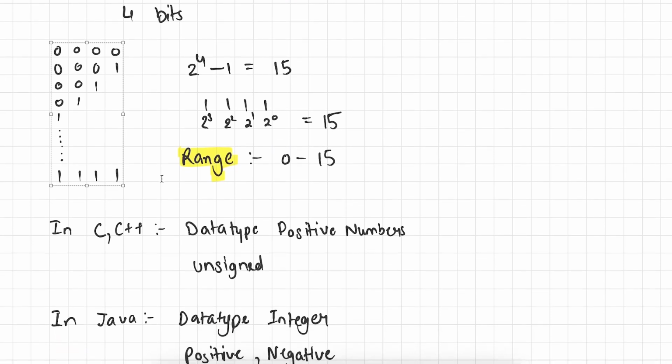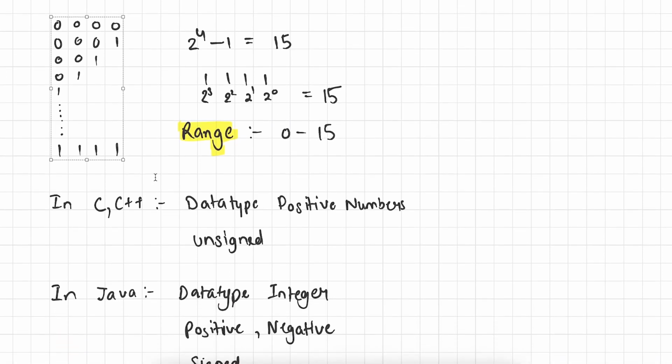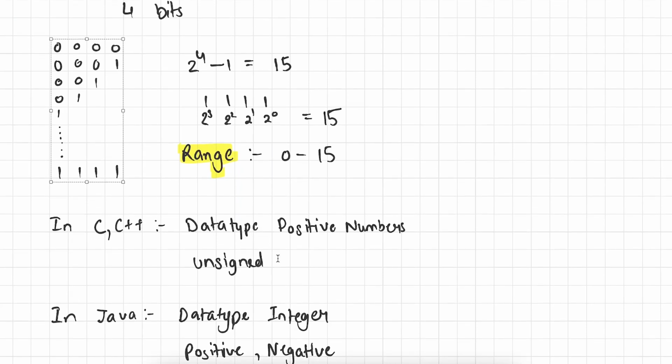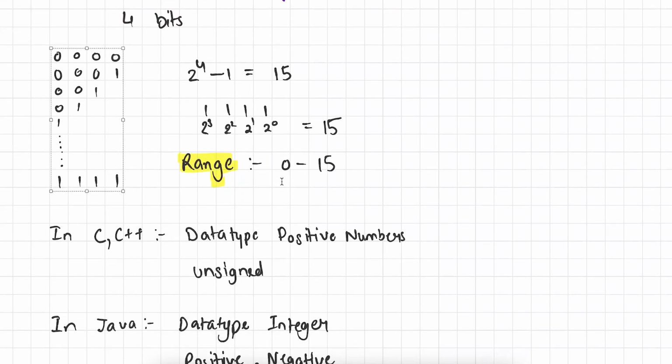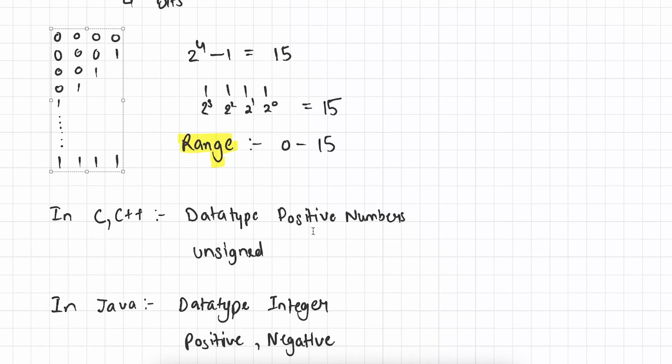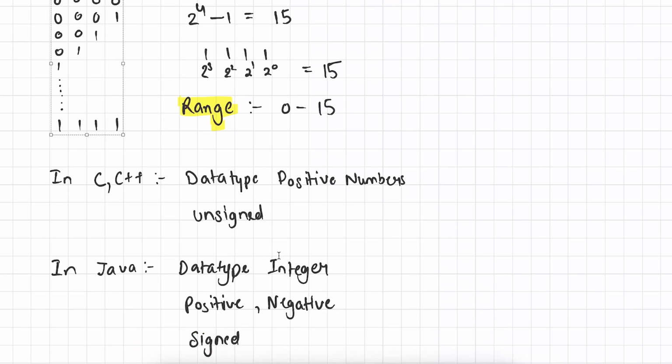In C++ and C we have a type of data type where we can only store positive numbers, and we call it unsigned integers, right? Because it is positive. The advantage of this data type is we get a larger range of numbers. But on the other hand, in Java there is no such data type available. The only data type available is integer, and it is capable of storing positive as well as negative numbers.